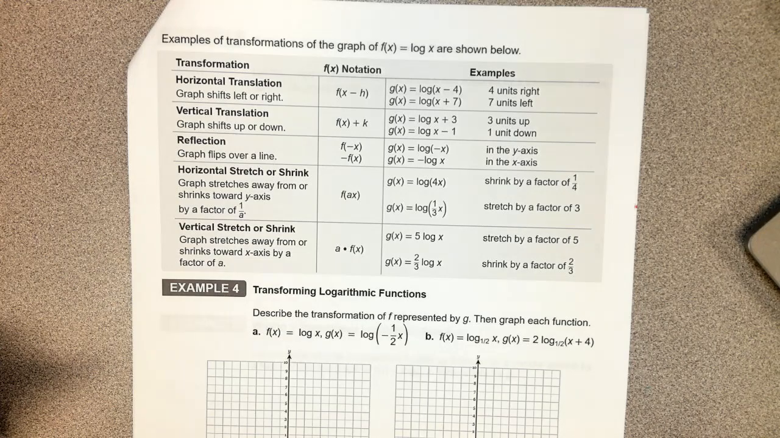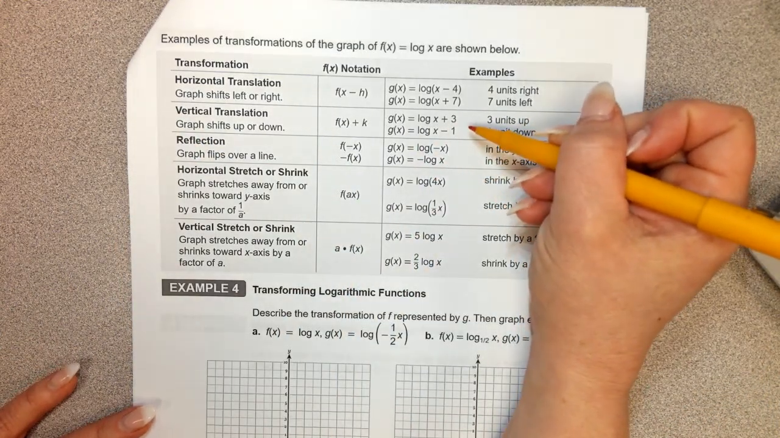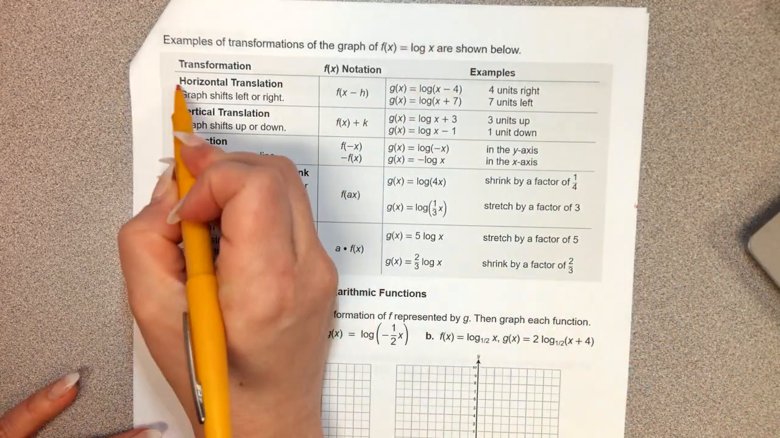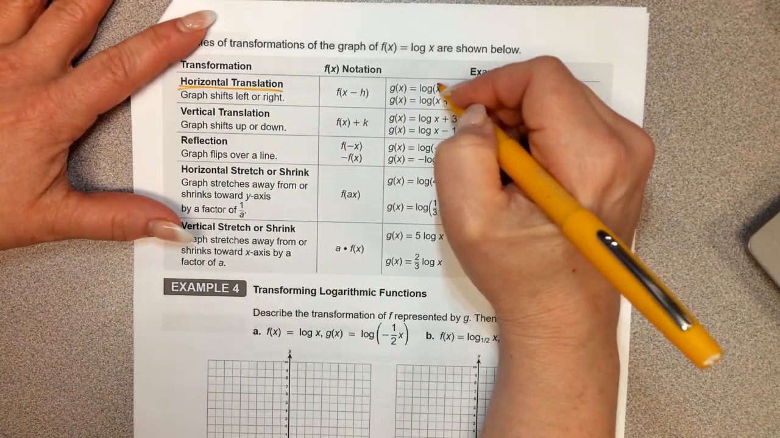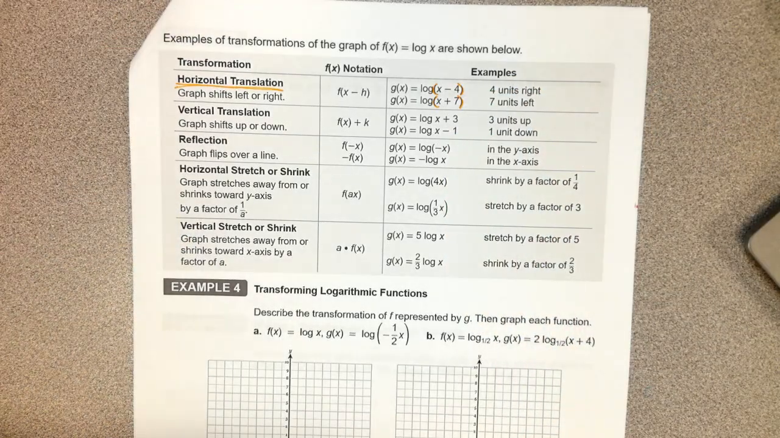Let's talk about the transformations of logarithms. Now, again, your vertical translation is still going to add or subtract on the end. Okay, that's going to be the same, but the horizontal translation will once again happen in parentheses. So all you have to do is look for those parentheses to see that left and right movement.